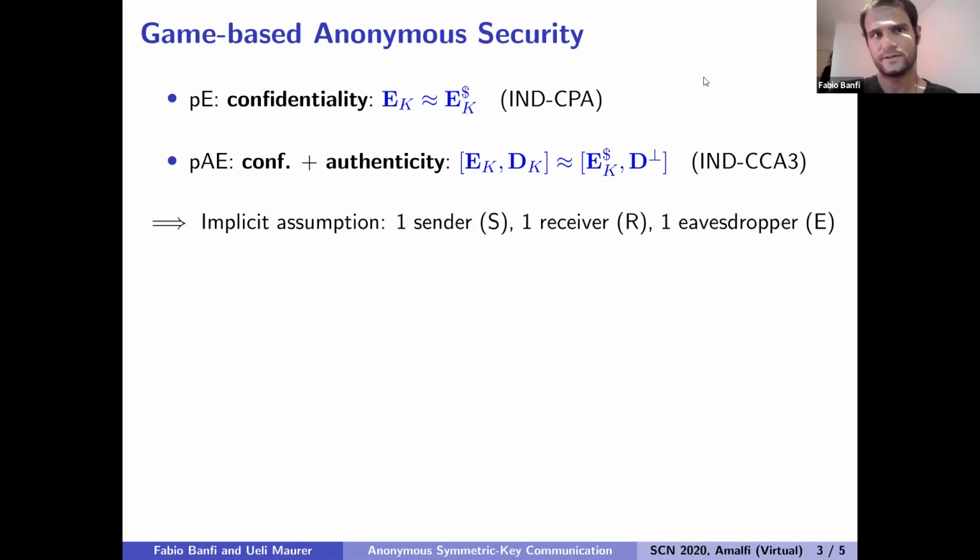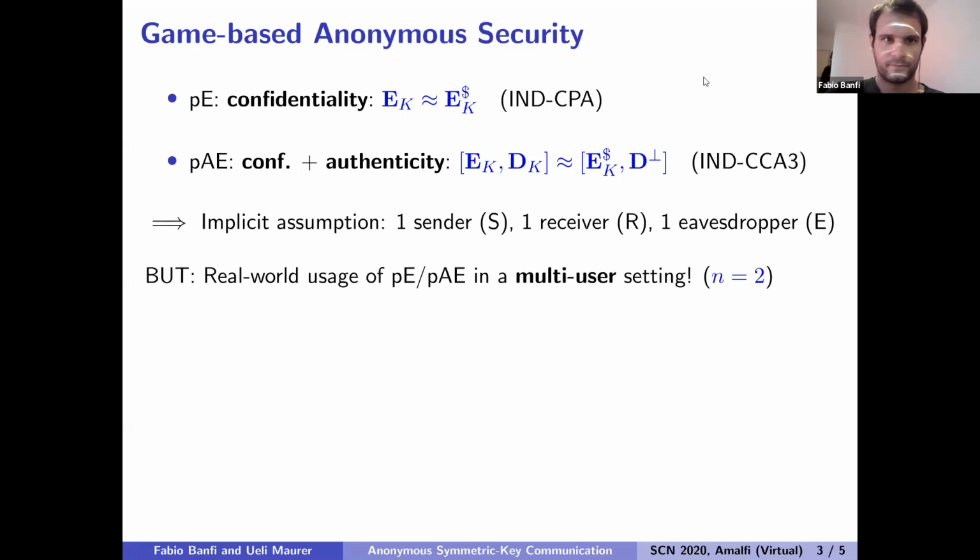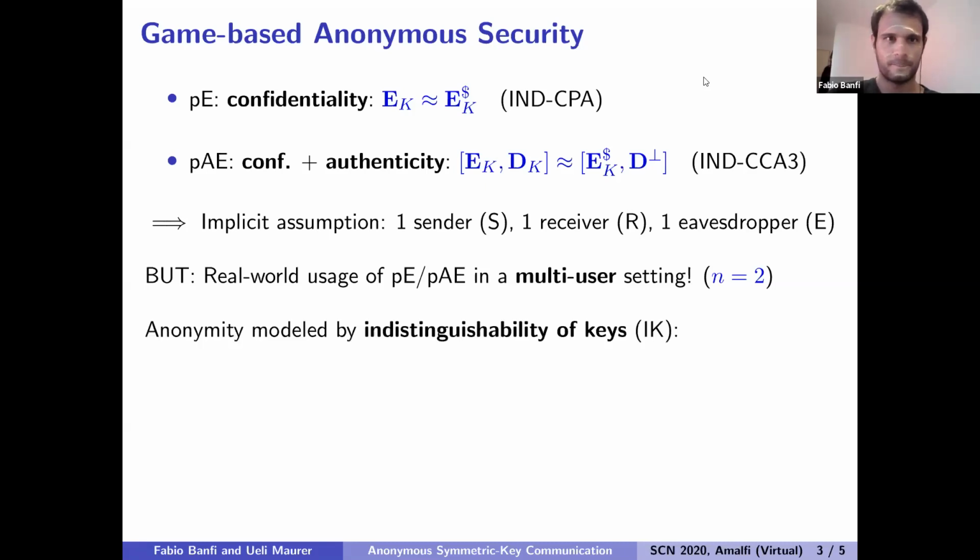The implicit assumption in these definitions is that they should be used in a context where there is one sender, one receiver, and one eavesdropper. But in the real world, we might use such schemes in a different setting, namely where we have many senders and one receiver. Think of a server which communicates with many clients. In our paper, we generalize this to the case of n senders, which I keep equal to 2 in this presentation to keep things easier to see.